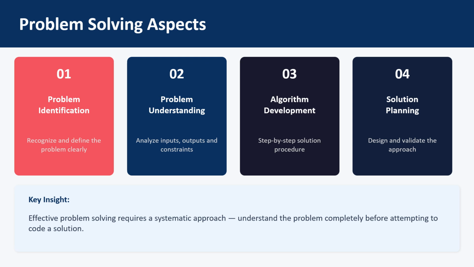Problem solving aspects. Problem solving in programming follows four important steps. Step 1 is problem identification. We clearly define what needs to be solved. Step 2 is problem understanding. We analyze the input, output, and constraints involved. And step 3 is algorithm development. We design a step-by-step logical solution. And step 4 is solution planning. We decide how to implement and verify our approach.